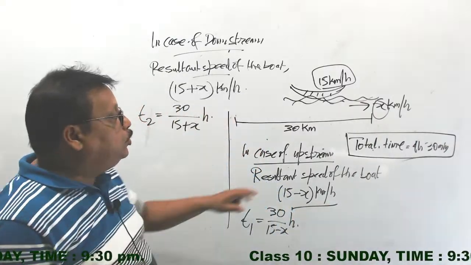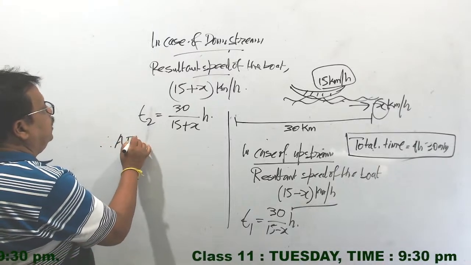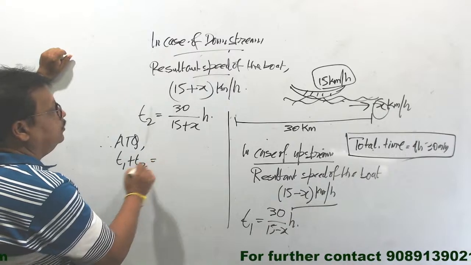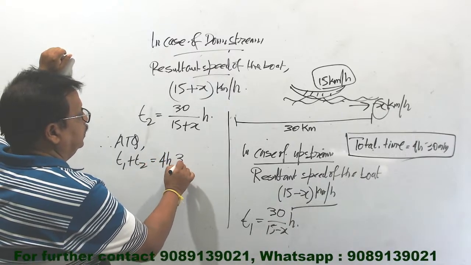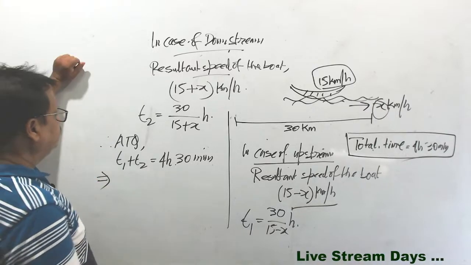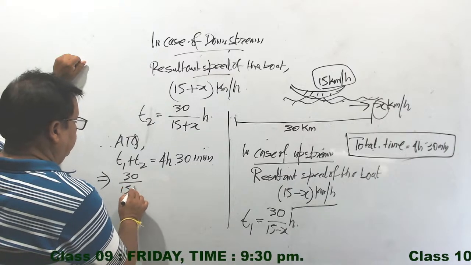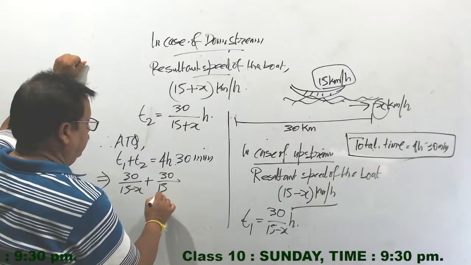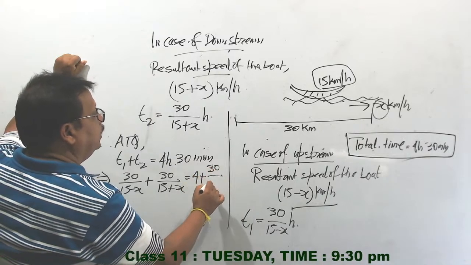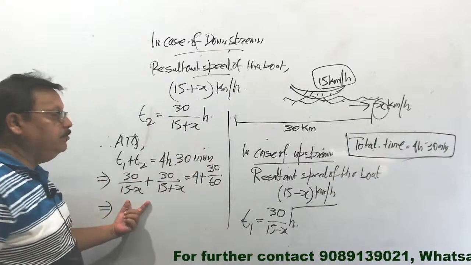The total time given is 4 hours 30 minutes. Therefore, according to the question, what will be the equation? T1 plus T2 is equal to 4 hours 30 minutes. You have to convert it totally into hours. This implies T1 means 30 by 15 minus x, plus 30 by 15 plus x, is equal to 4 plus 30 minutes, that is, 30 by 60 hours. Understood?